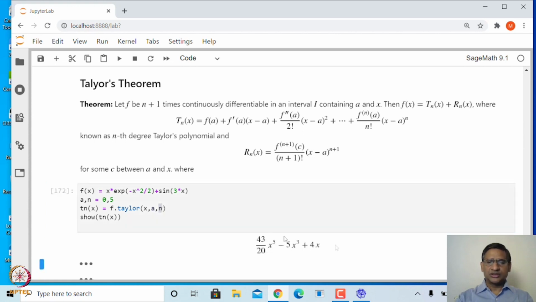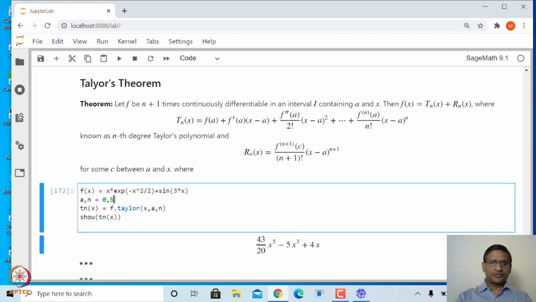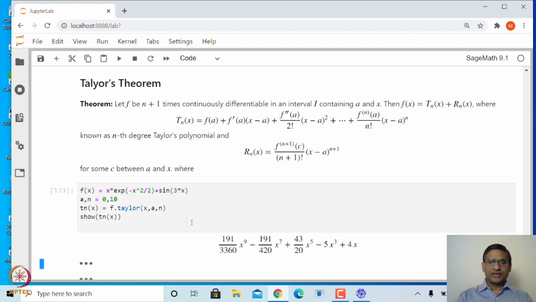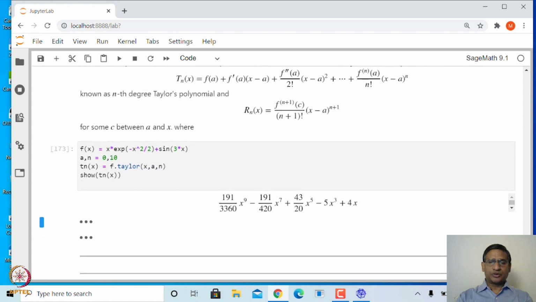So, let us ask it to show the 5th order Taylor's polynomial. If I say 10 instead of 5, this will give me the 10th degree Taylor's polynomial, right. So, that is how you can find the Taylor's polynomial or Taylor's approximation of any function.